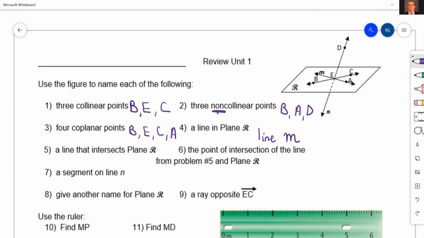Number 5, a line that intersects plane R. So remember, this dotted piece means it goes under the plane. So this line is starting below, going up through the plane, and then keeps going above it. What would we call that line? You could call it line ED. That works. DE works. Or we can say line, what's this cursive letter down here? N.